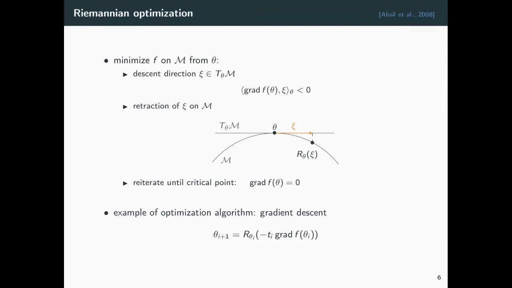Once we have the descent direction, we use a retraction, which allows us to get a point from the tangent space onto the manifold. We can reiterate this operation until we reach a critical point, when the gradient vanishes.